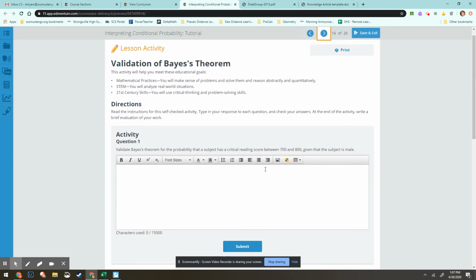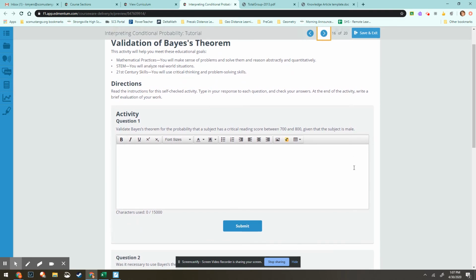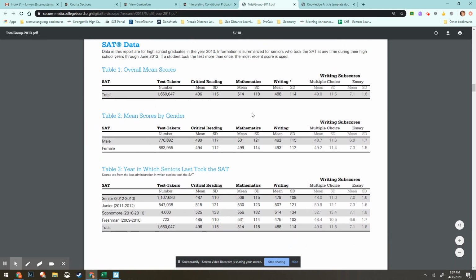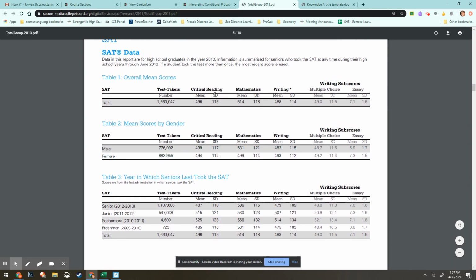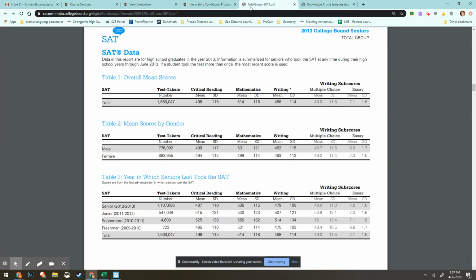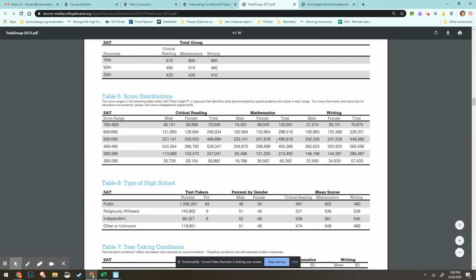We're just going to look at question 1 because this matches question 3 of that last activity, where we said that if they had a critical reading score between 700 and 800, given that they were male, the probability was 4.99%. So if you wanted to validate this, you would just have to work it out by hand, figuring out the number of males. And if you remember the number of males, you could look up at this table, 776092. Then you want to find the number of males between 700 and 800. But remember I said that the numbers were a little messed up here.